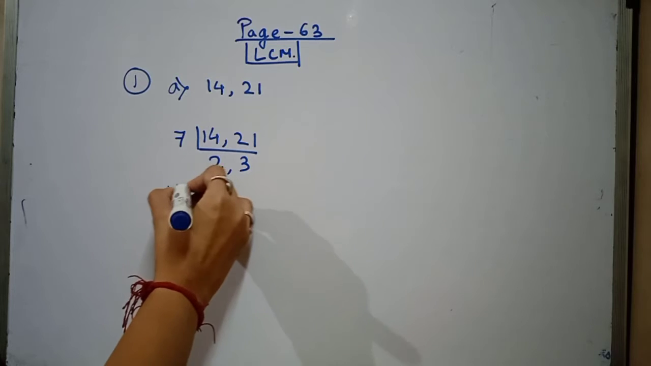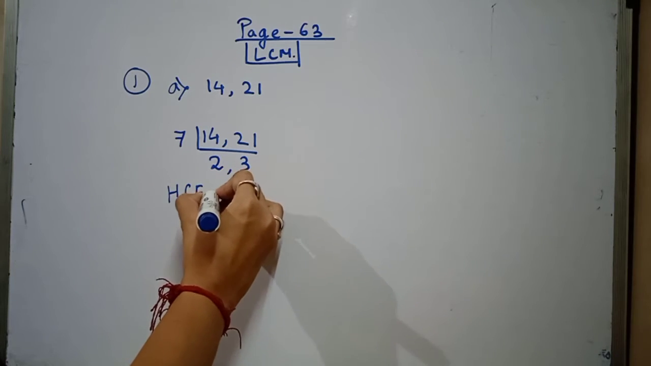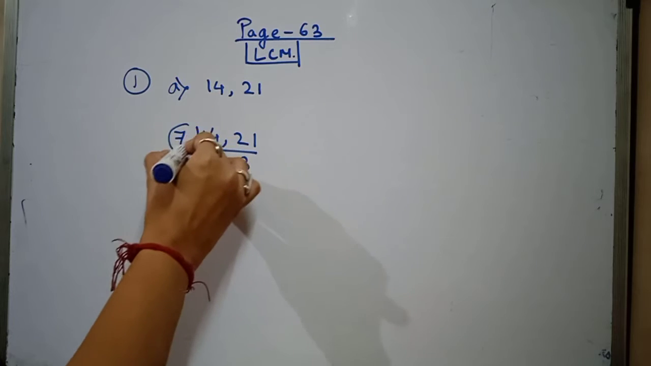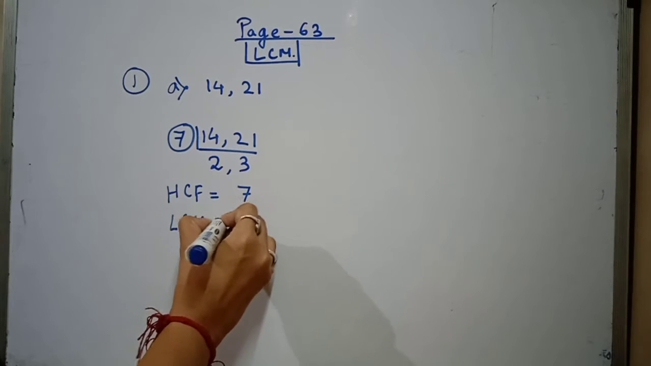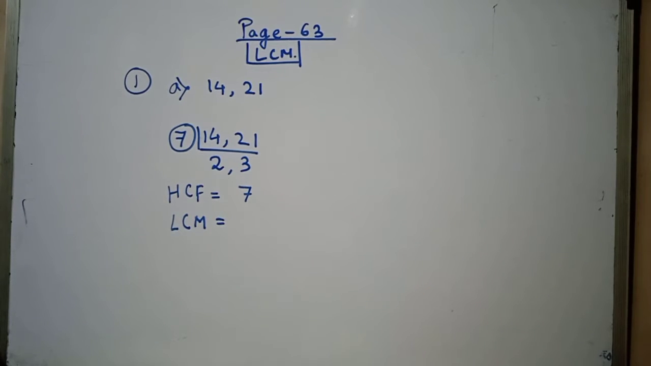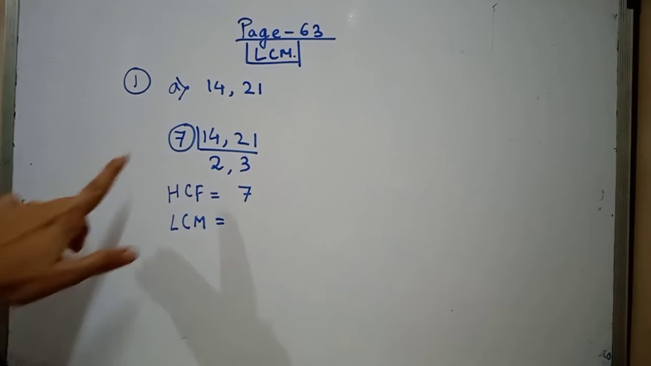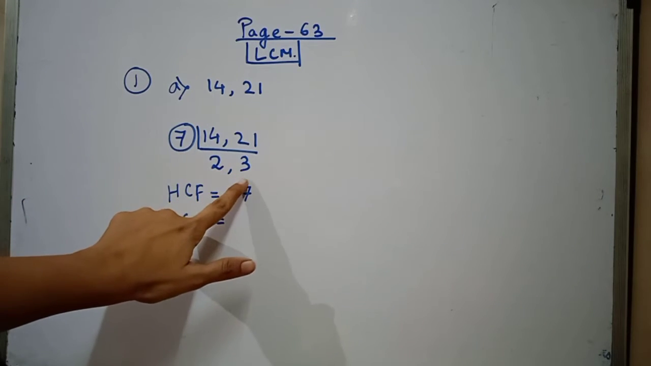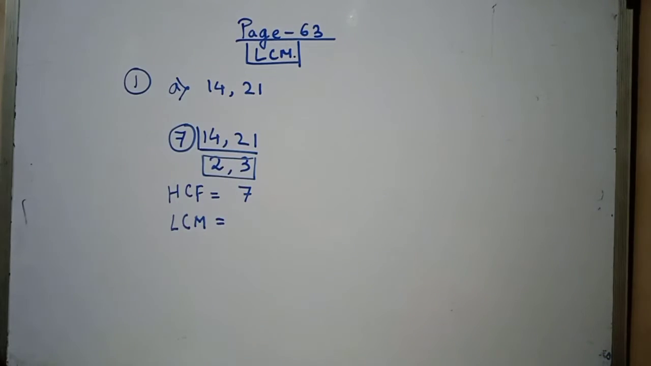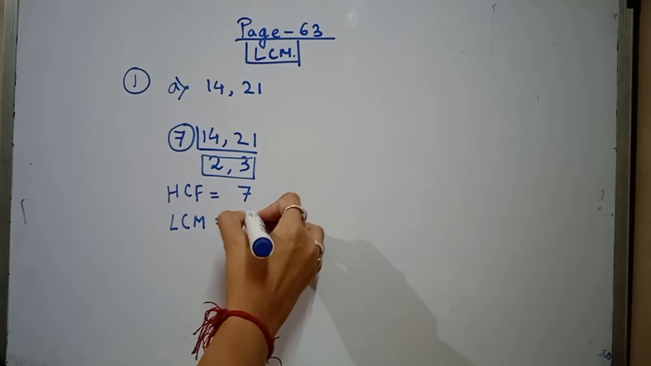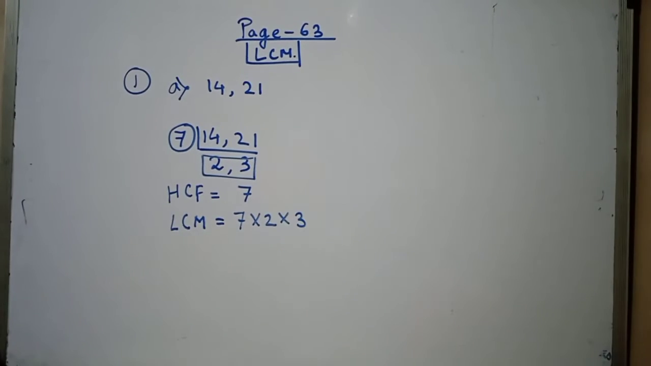So I will write the HCF of these two numbers is 7. But using this I can find the LCM also. LCM means lowest common multiple, or least common multiple we can say. We have to write this 7, but also we have to take this 2 and 3, the other factors. So 7 into 2 into 3, that we are doing in the shortcut method, right?